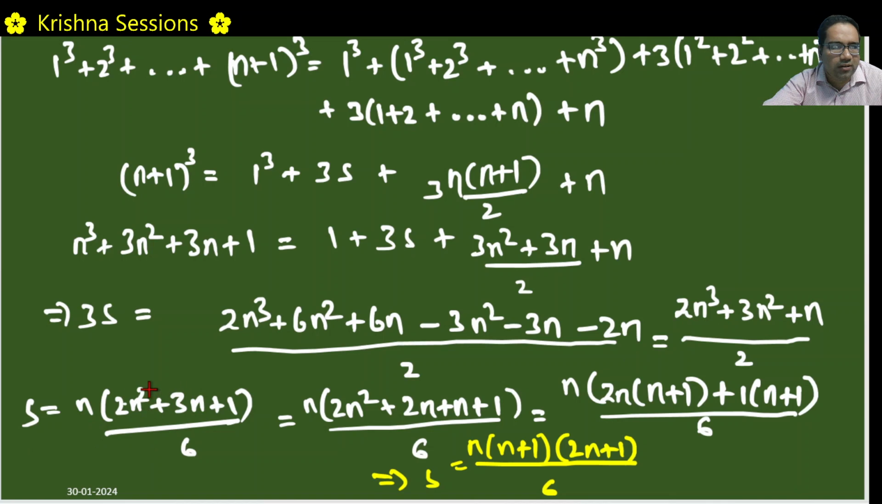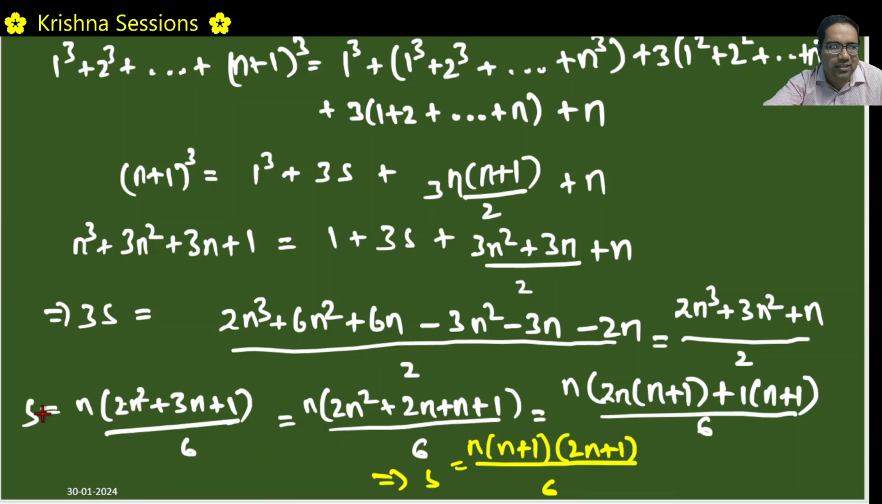This is a simple quadratic expression, 2n square plus 3n plus 1. We can easily factorize this: 2n square plus 2n plus n plus 1, because the sum of these two is equal to 3n, and the product of these two coefficients is equal to the product of a and c, 2 into 1. So that's why we are factorizing like this. Now taking factors, 2n into n plus 1 in the first two terms, plus 1 into n plus 1 in the later two terms. This gives 2n plus 1 into n plus 1, and this n is already there.